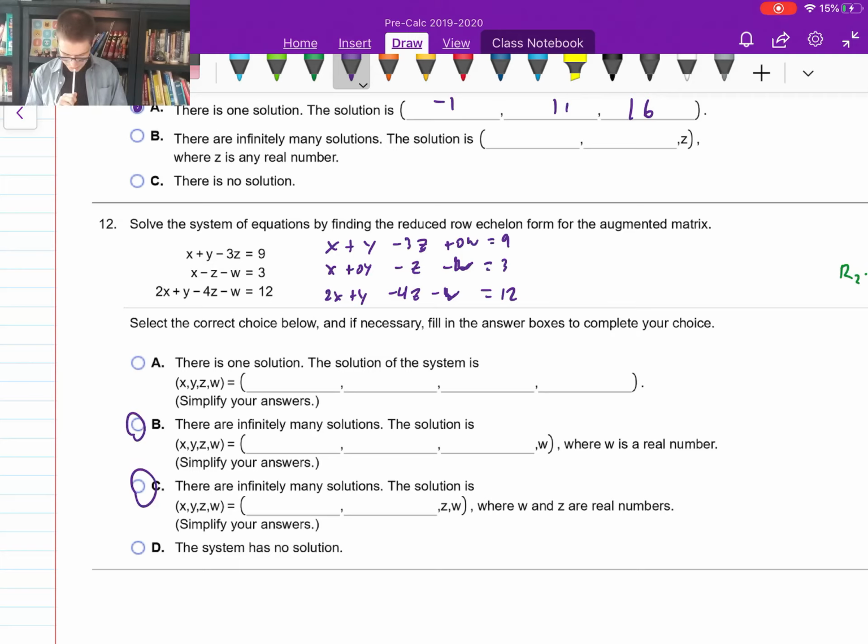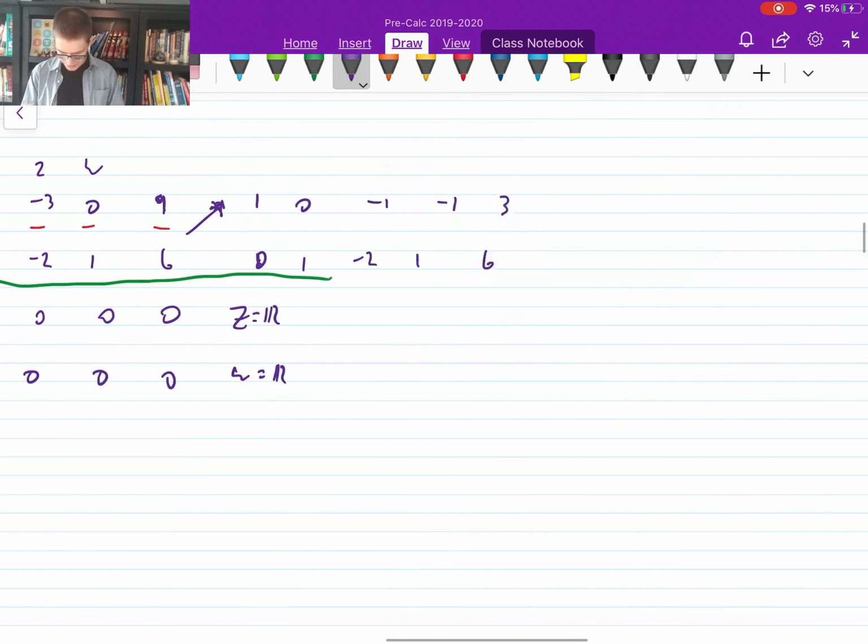And let's see, it says the solution is x, y, z, w, where B says w is a real number, and C says z and w, where w and z are real numbers. We've determined that w and z are both unsolvable in a sense. They both give us those zeros. So we know it's C. We know that z and w are the variables that have all real numbers. Z and w are all numbers.